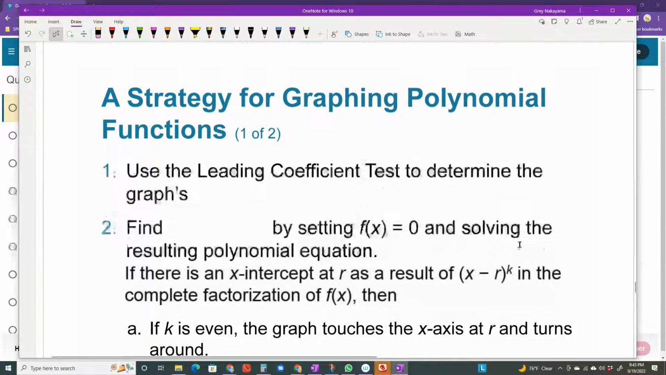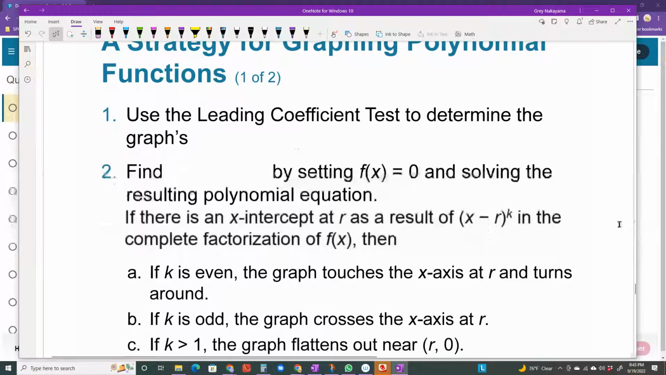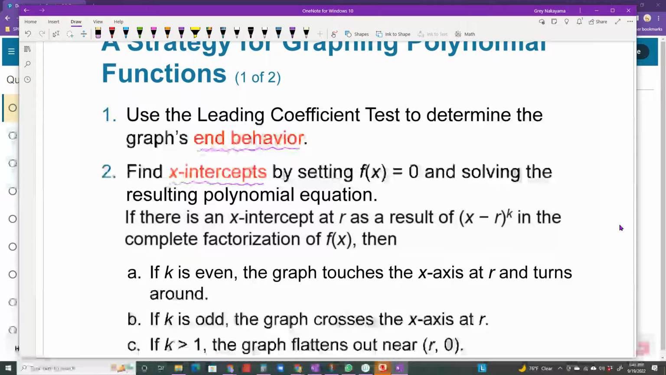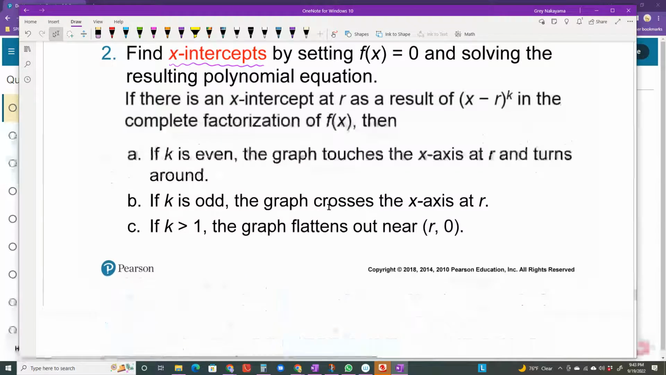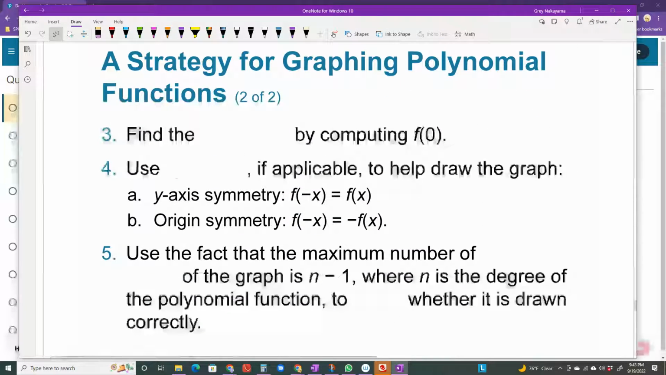Okay, so to graph, these are our steps. Fortunately, MyLab Math will step you through this process, but sometimes you have to do it by hand. So write them down if you can't remember what they are. You're going to use the leading coefficient test to find the end behavior. Then you're going to find the x-intercepts by setting it equal to 0 and factoring. Think about the multiplicity that I just talked about.